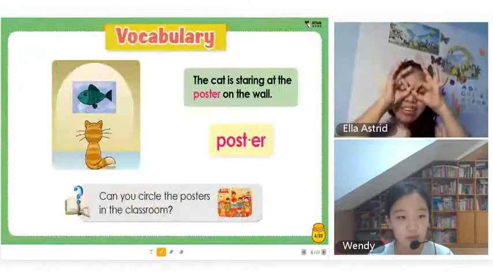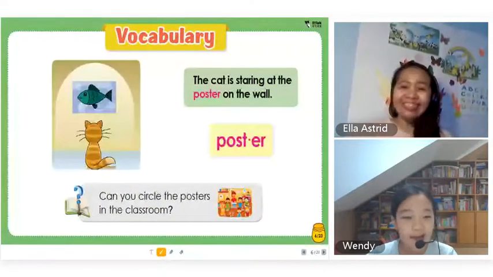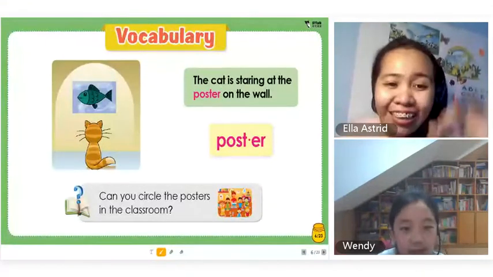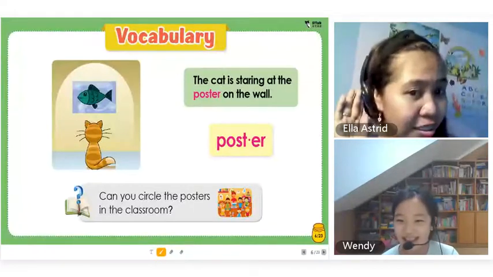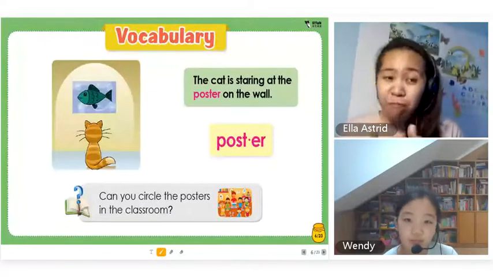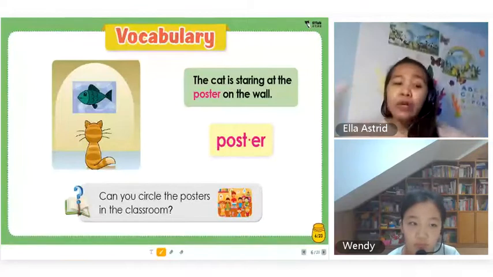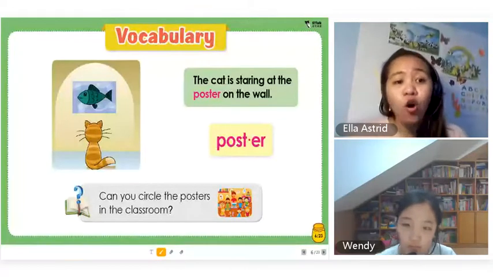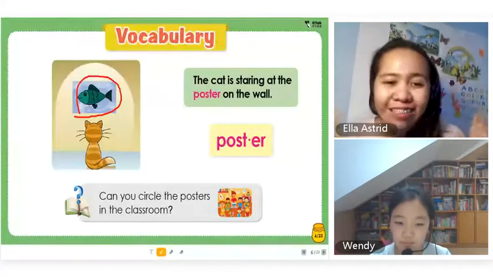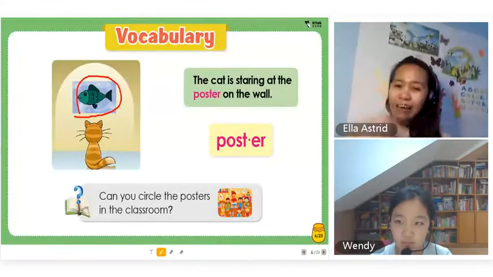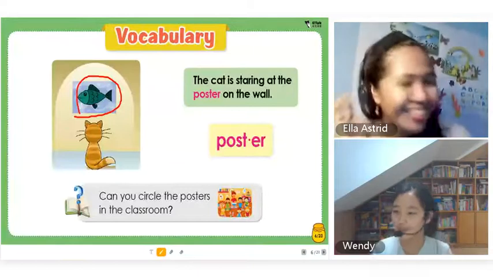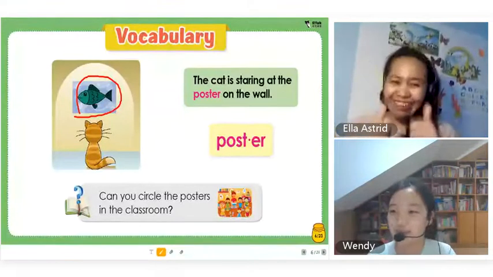Look, Wendy, what can you see in the picture? I see a cat. The cat sees a fish. Yes, that's correct. Our word for today, this picture, is called poster. Let us say the word poster three times with a clap. Poster, poster, poster. Great job.